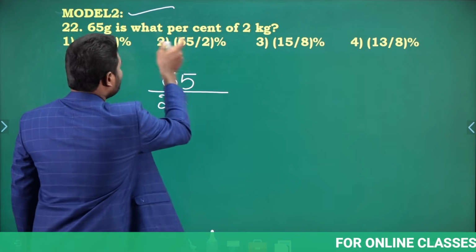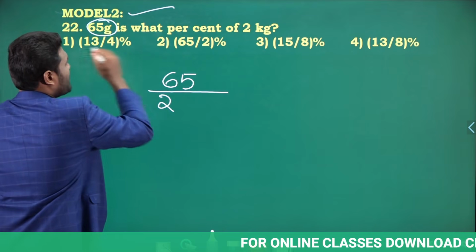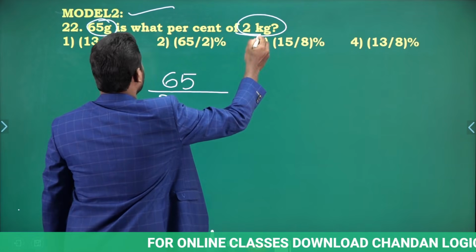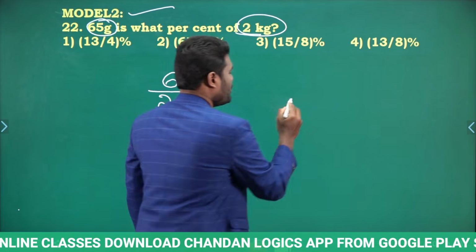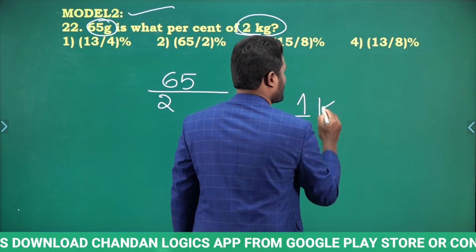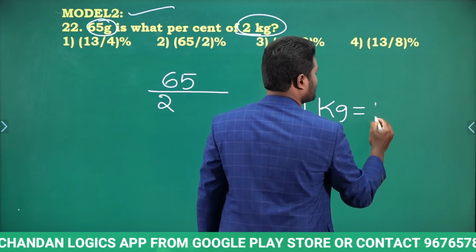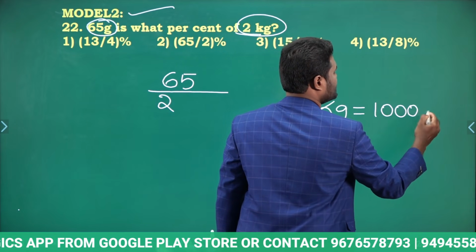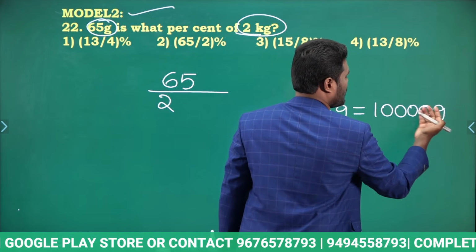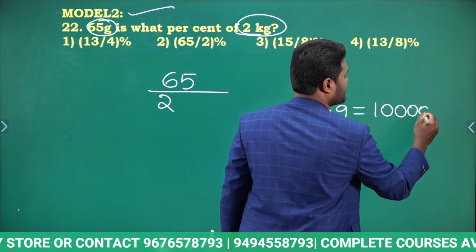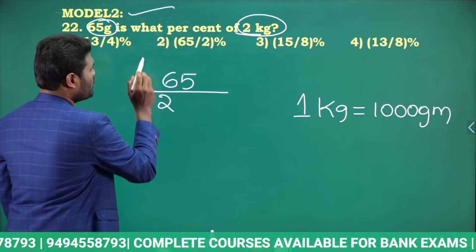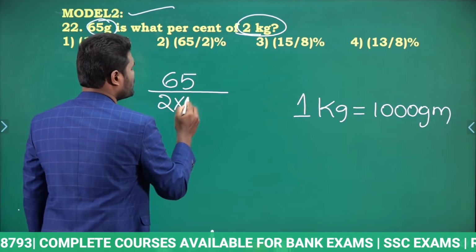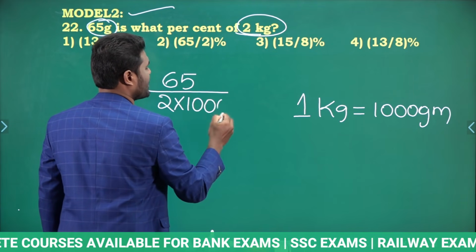Now look here, this is in terms of grams, but this is in terms of kg. So convert this kg in terms of grams. We know that 1 kg is equal to 1000 grams. This is what we know, yes or no? 1 kg is nothing but 1000 grams. As 1 kg is 1000 grams, 2 kg is nothing but 2 into 1000 grams.